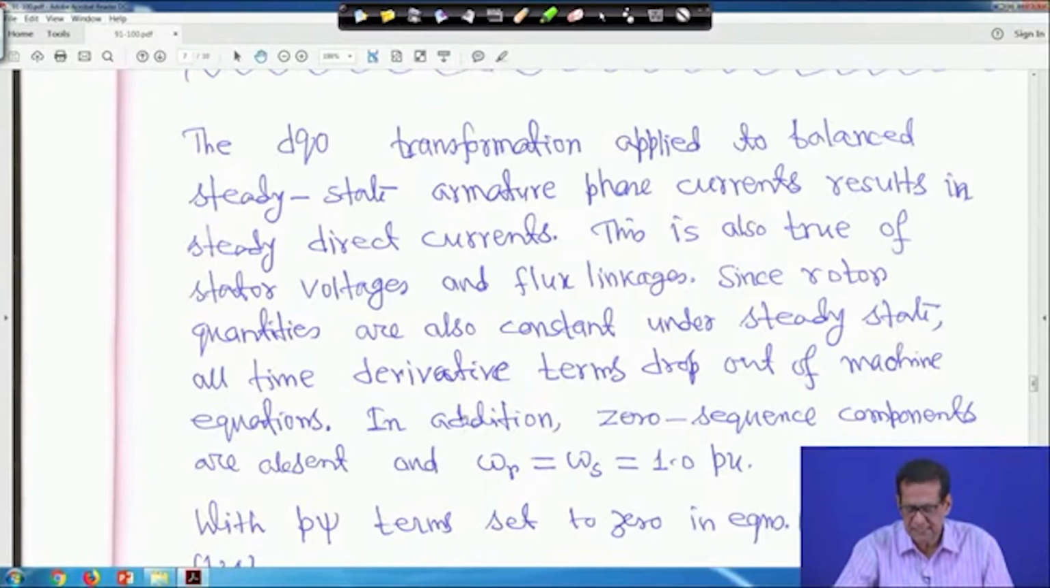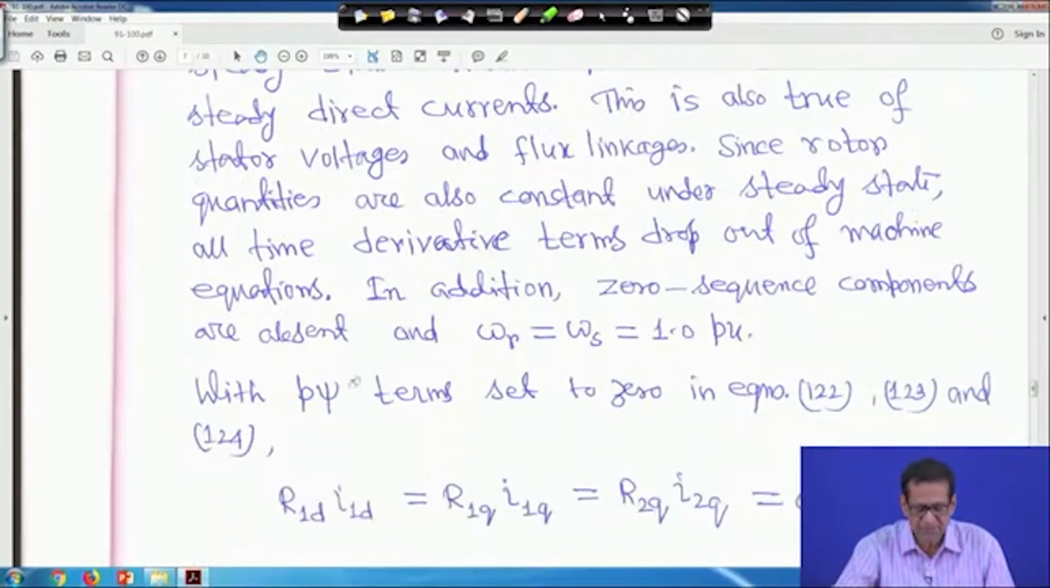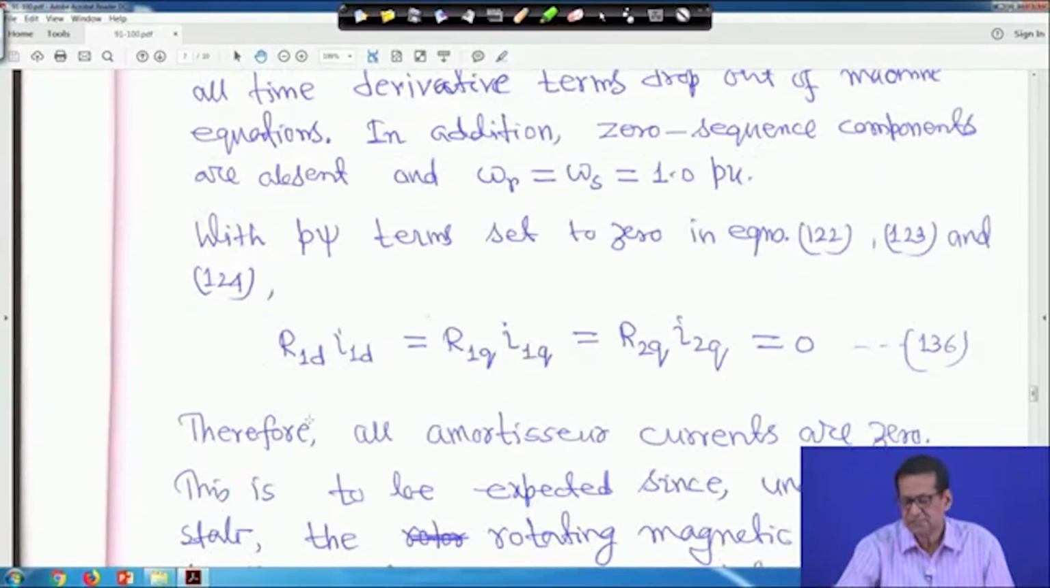In addition, zero sequence components are absent, and omega r is equal to omega s is equal to 1 per unit, because at steady state the synchronous speed omega s is equal to omega r. So with the p psi terms, that is the psi dot terms, set to 0 in equations 122, 123 and 124, all these r1d I1d, r1q I1q, r2q I2q will become 0. This is equation 136. That means at steady state all the terms are dropped.